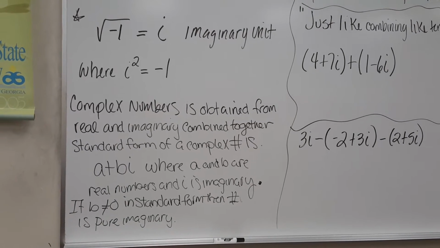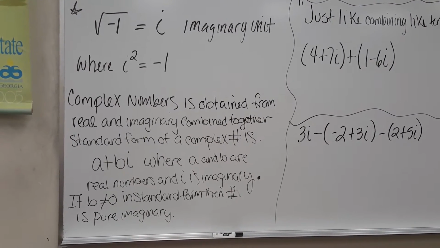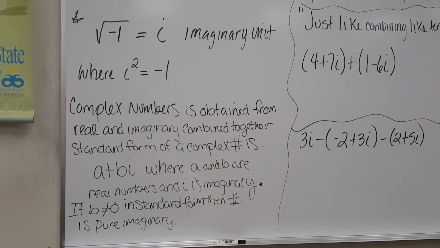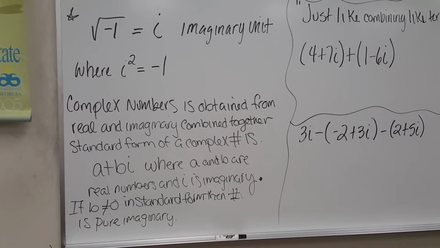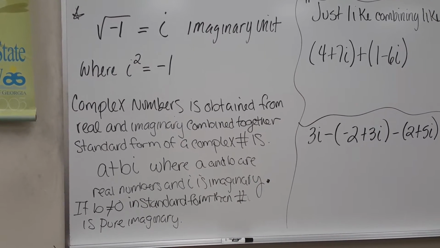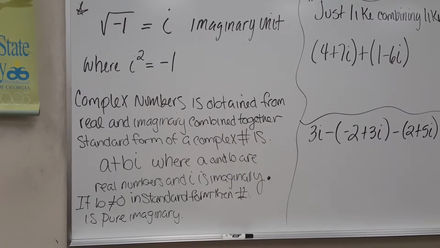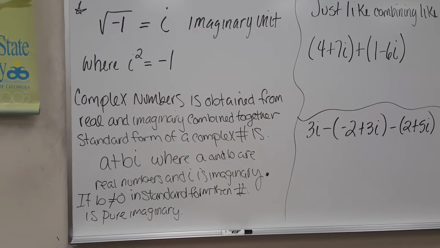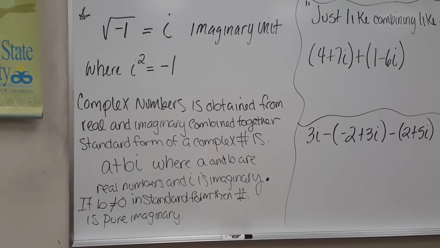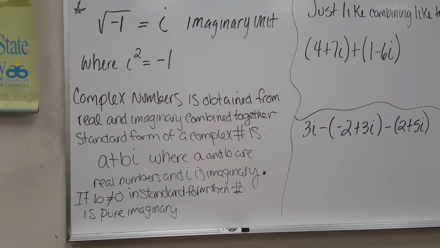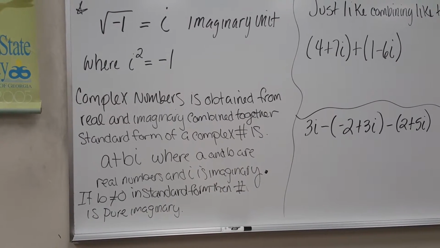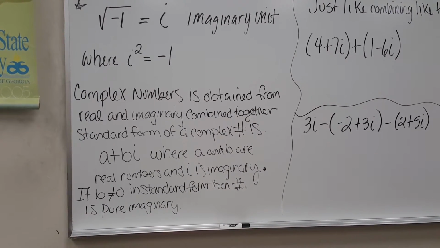Right, today's video is going to be on complex numbers. We talked a little bit about complex numbers in 1.4 when we were dealing with quadratic equations, meaning that when we had a square root of a negative number, it gave us an i, or imaginary unit. So starting from the top, the square root of negative 1 is i, the imaginary unit, where i squared equals negative 1. With that in mind, we're going to talk about complex numbers.